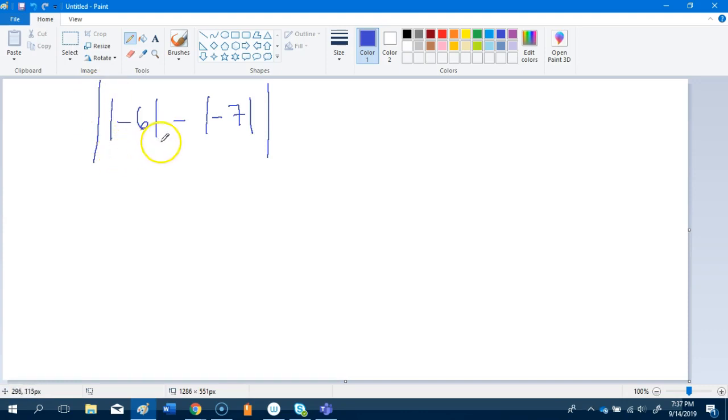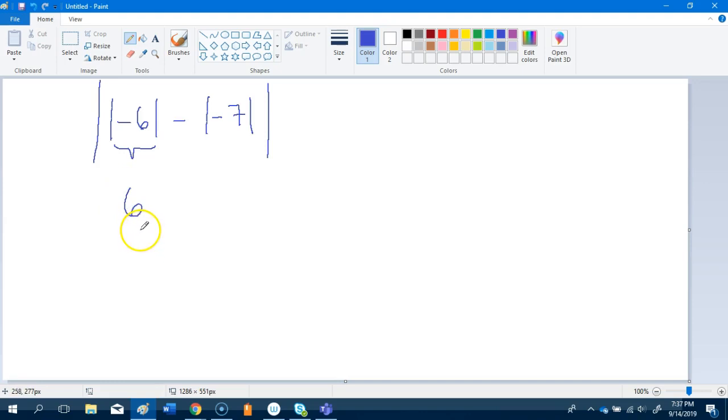I like to treat the absolute value bars like they're parentheses, so you want to work on the innermost parentheses before you do the outermost. So the absolute value of -6 is going to be +6.